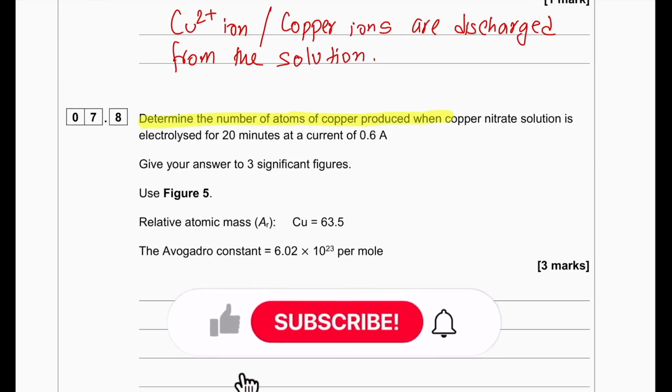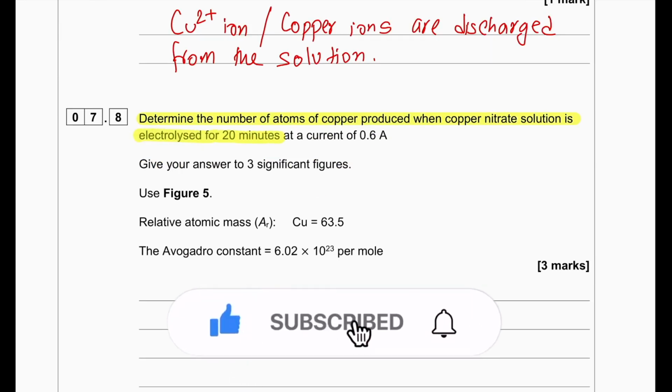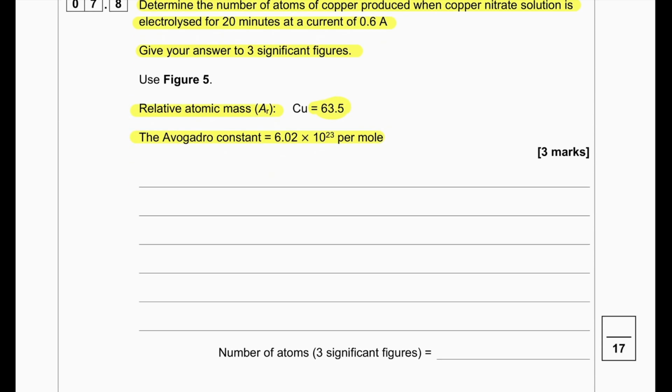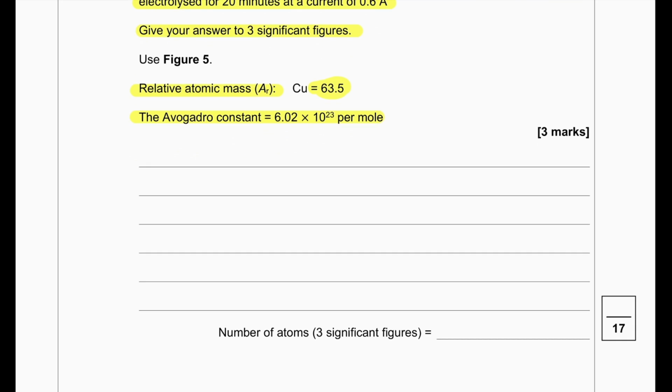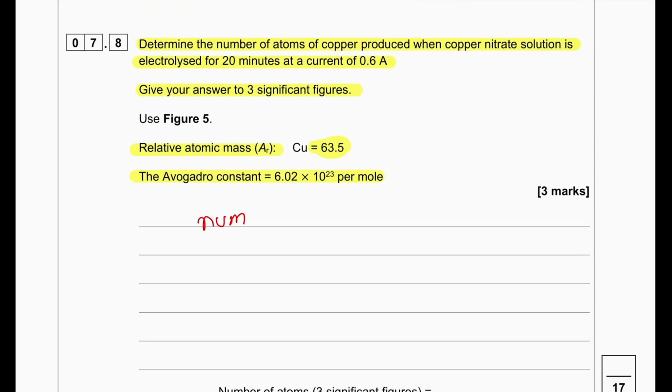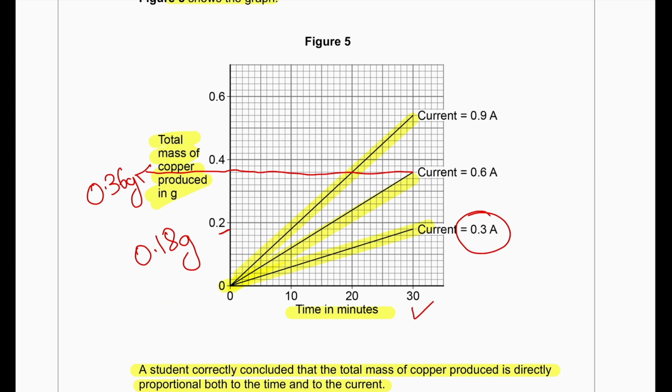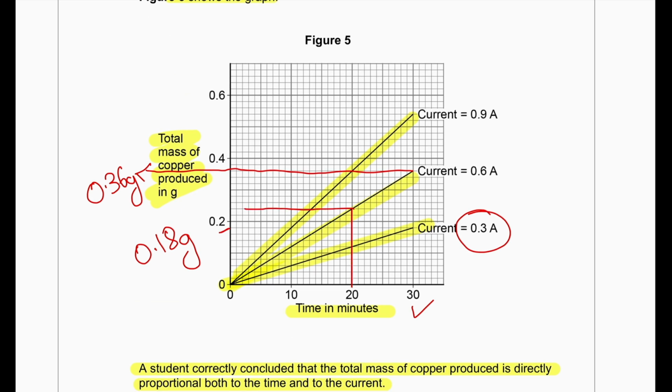Determine the number of atoms of copper produced when copper nitrate solution is electrolyzed for 20 minutes at a current of 0.6 ampere. Give your answer to three significant figures. Relative atomic mass Ar is 63.5, Avogadro constant 6.02 times 10 to the power of 23 per mole. At first we have to find the number of moles collected. So number of moles is 0.24 divided by 63.5. Guys, we have received 0.24 from the 20 minutes and 0.6 ampere reading.